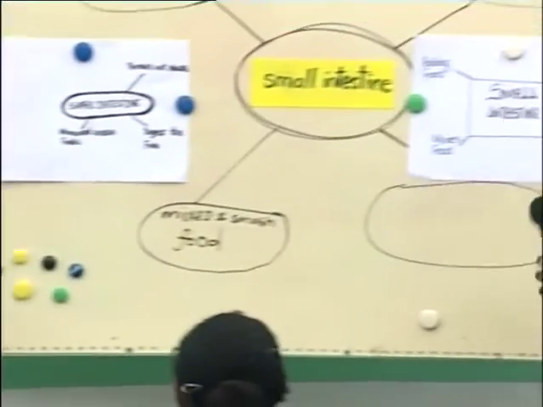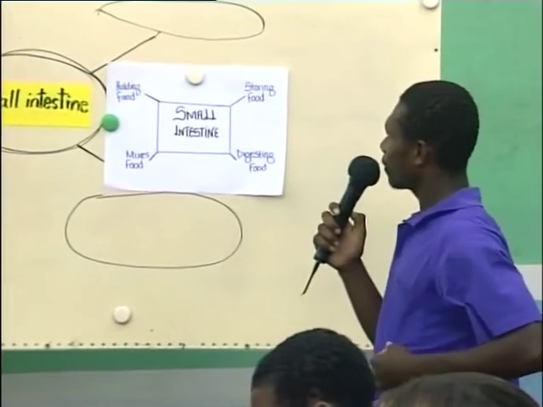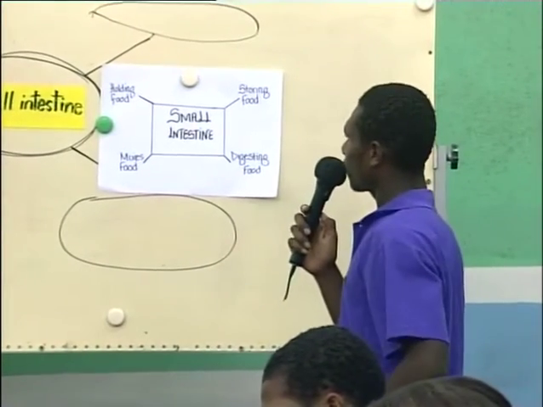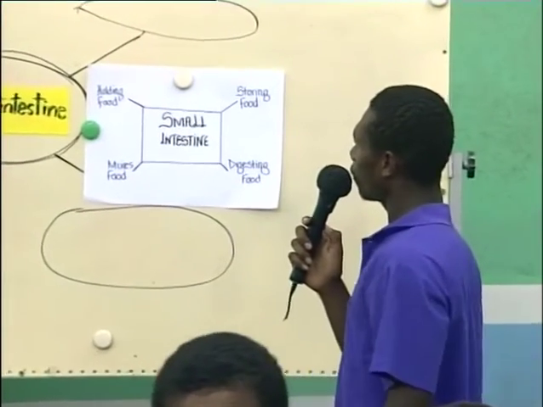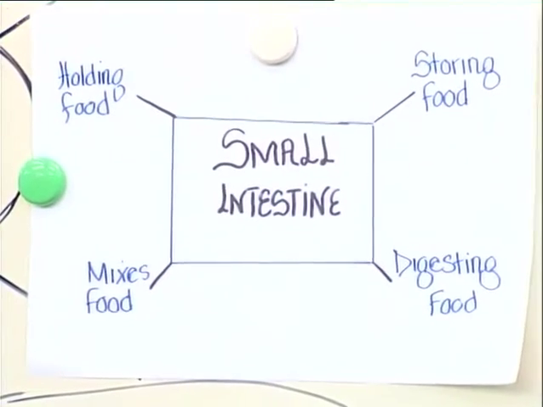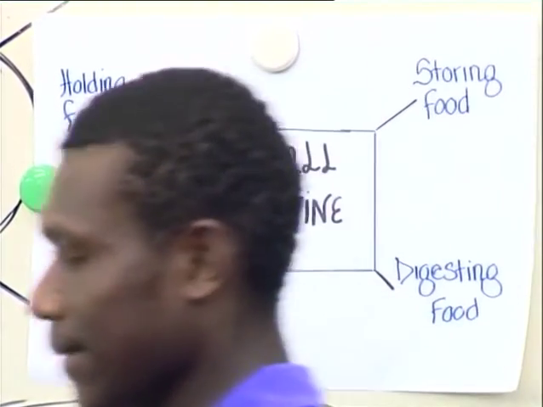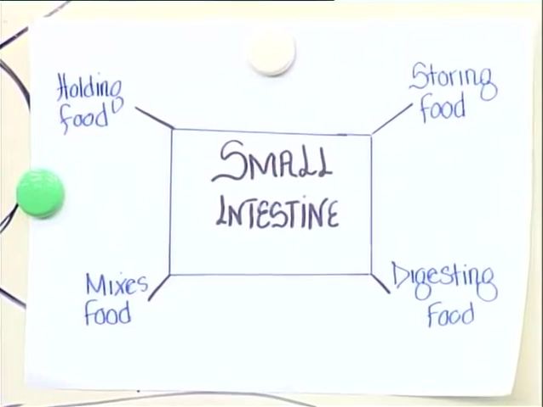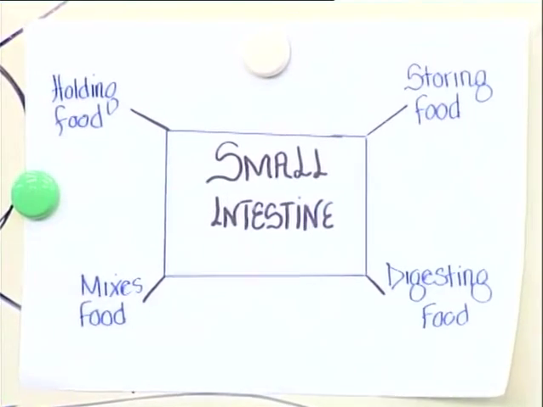Clement. My group comes out with small intestine, holding food, mixes food, storing food, and digesting food. All right, good. Give them a big clap. I hope the other groups might have the same as what these two groups have presented, so as the receiving students. Thank you very much for your effort.